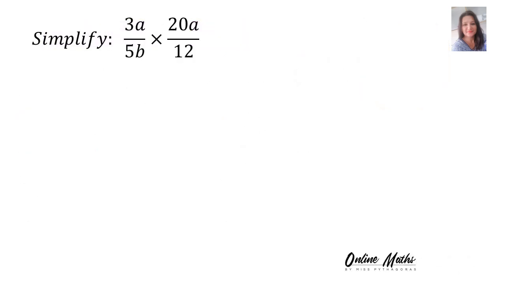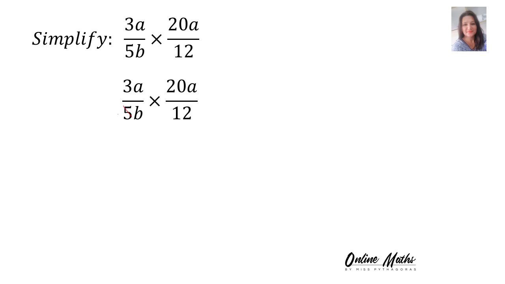On this one, simplify 3a over 5b times 20a over 12. Now, the reason why I added this sum is that suddenly there are variables, but that's not a problem. You can just cancel out coefficients. Now you can start wherever you want. I'm going to start at 5.